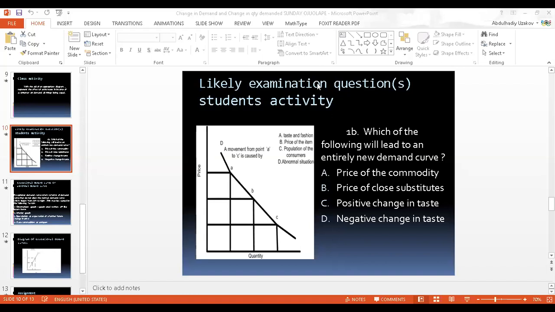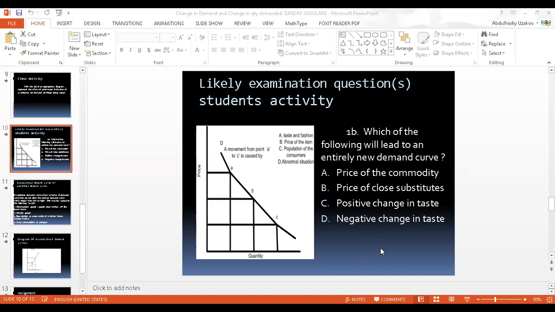All right, let's look at it together. Let's see why those answers will be correct and why they might be wrong. Now let's take it one after the other. A movement from point A to C is caused by, now we have said movement from point A to C. Now you have to ask yourself this question. Is this a movement along the same demand curve or a shift in demand curve? This will help you to answer the question.